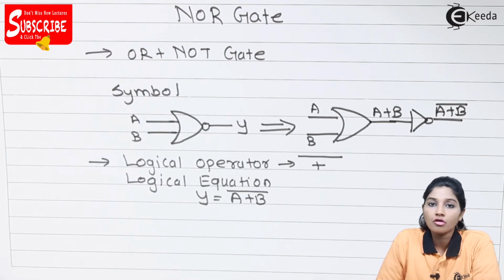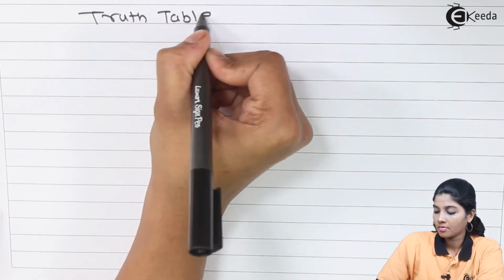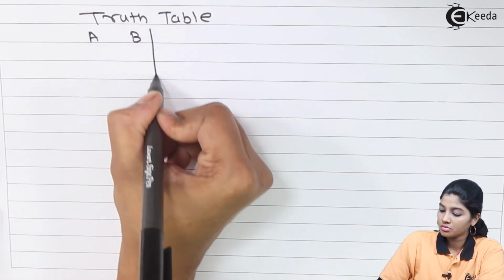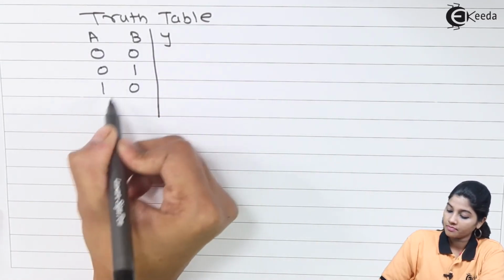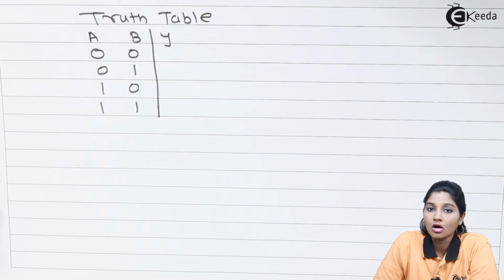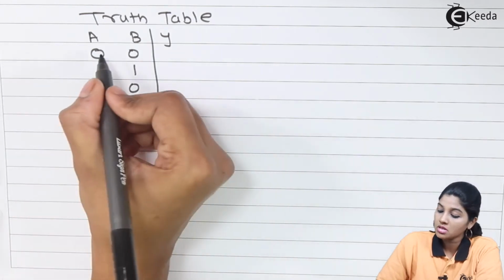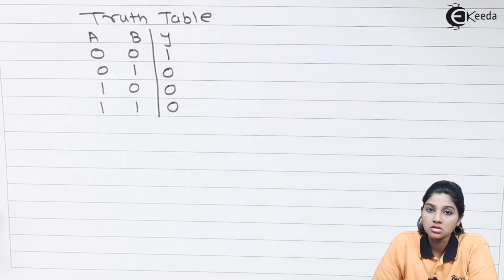Now let's see the truth table of NOR gate. As we are having two inputs, there are four combinations. Now in case of OR, if any one of the inputs is high, the output becomes high. If both the inputs are low, the output becomes low. But NOR is an inverted version of OR. Therefore, if any one of the inputs goes high, the output goes low. So in the truth table, 0, 0 becomes 1, and for all the remaining combinations, the output remains 0.